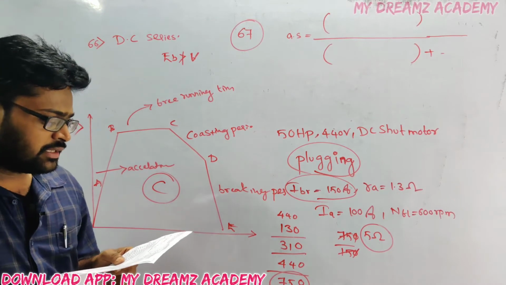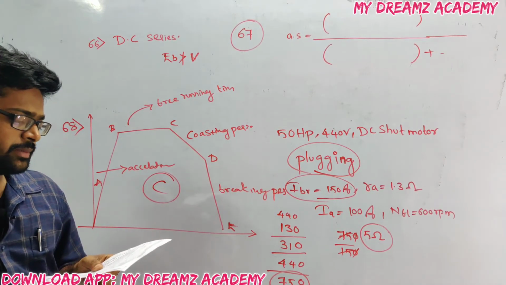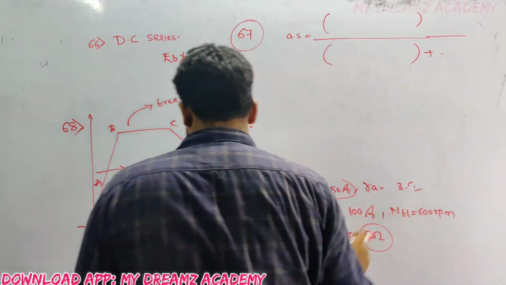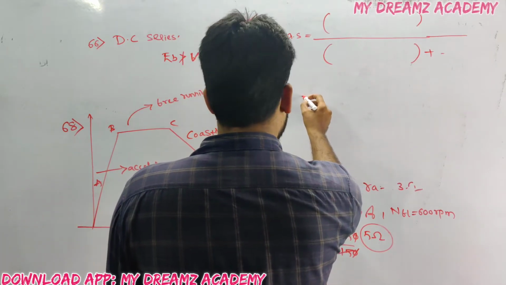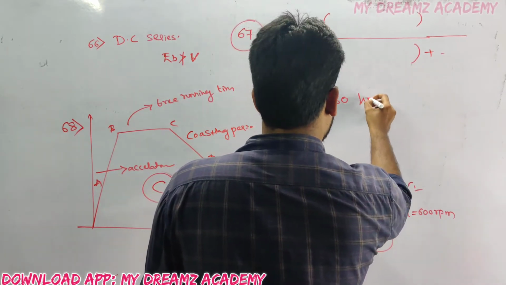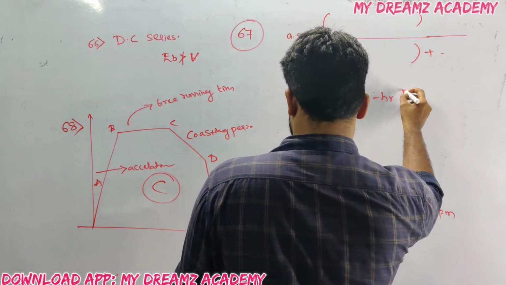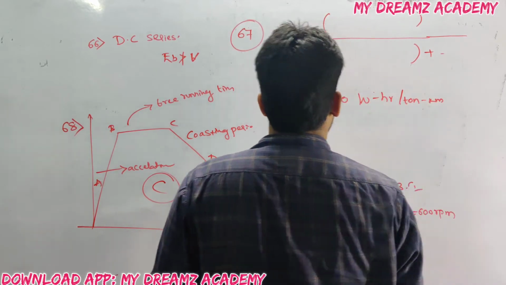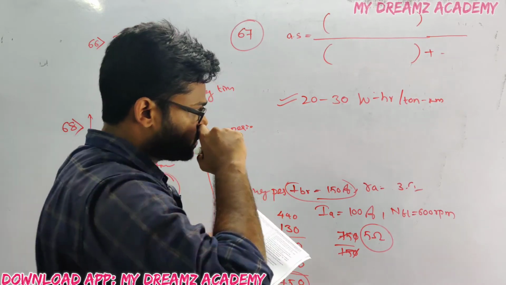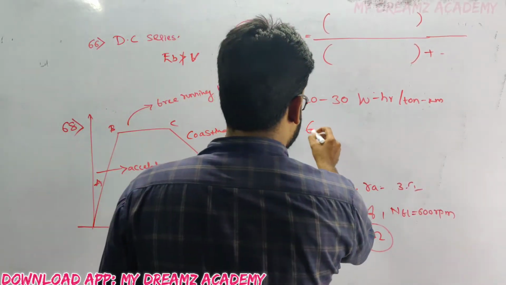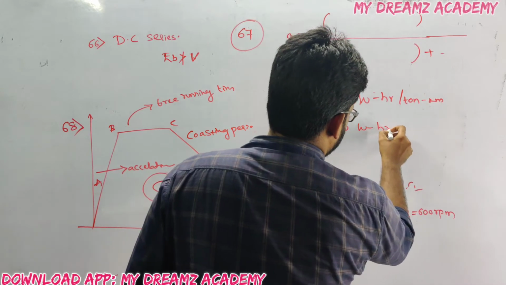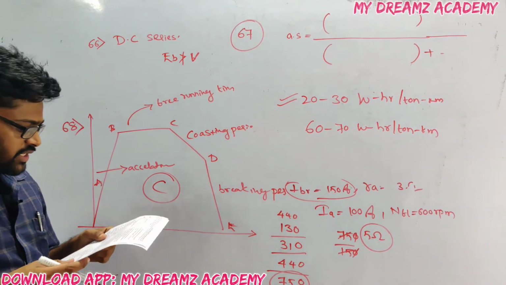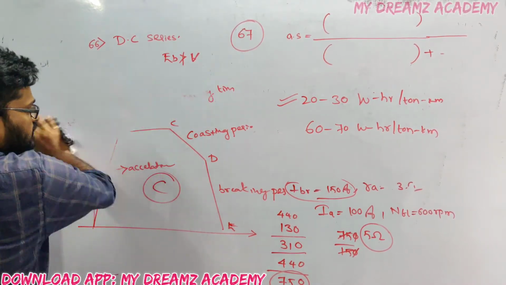And the next question, the typical values of specific energy consumption for mainline services. For mainline services, the typical energy consumption is 20 to 30 watt hour per ton kilometer. Now coming to urban services, it will be around 60 to 70 watt hour per ton kilometer. Okay, and the last question of this session, that is the 70th question.